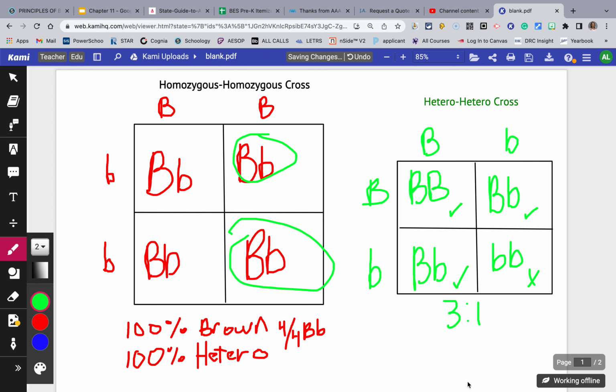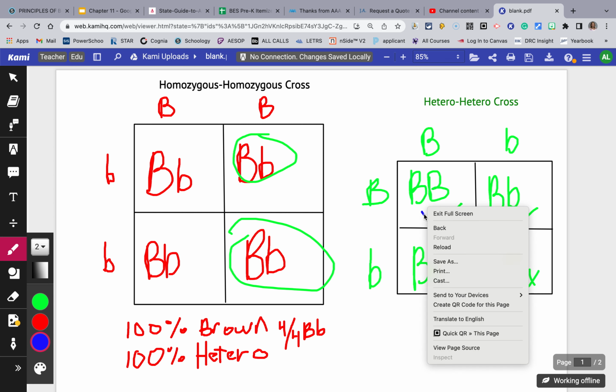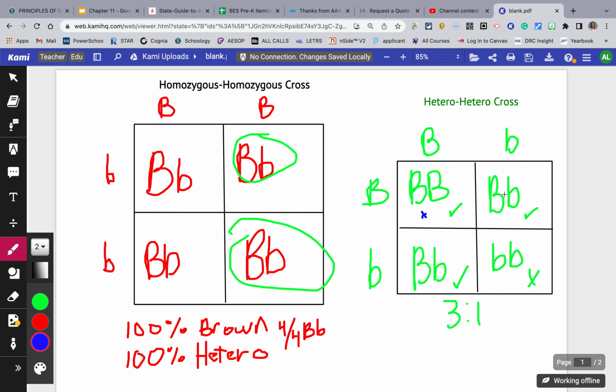I could also ask you, what is the chance between a hetero cross that the child will be heterozygous as well? Is this heterozygous? No. Is this one heterozygous? Yes. Means different. Is this one heterozygous? Yes. And is this heterozygous? No. That means there's a 50% chance that the child from a hetero cross would be heterozygous as well. I hope that makes sense.